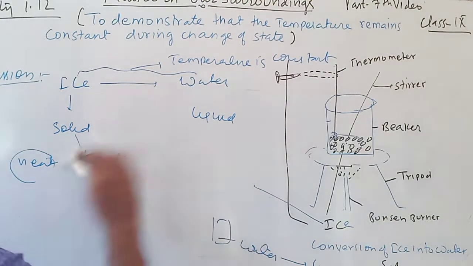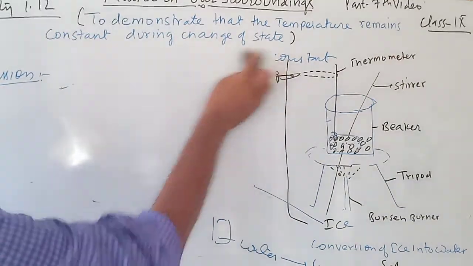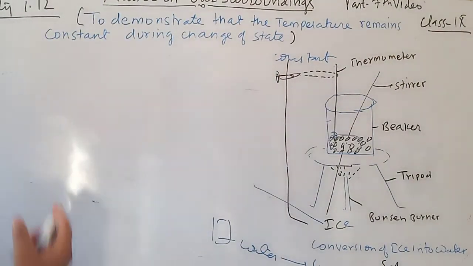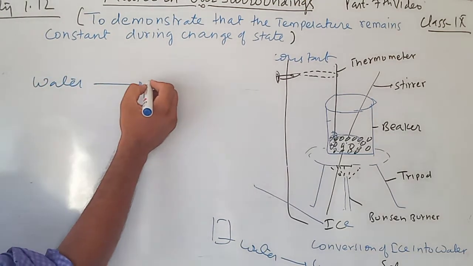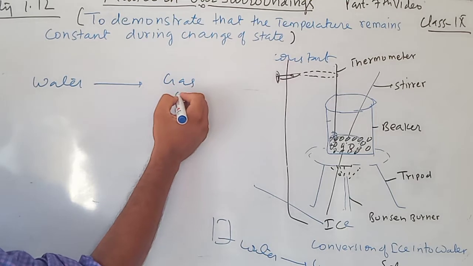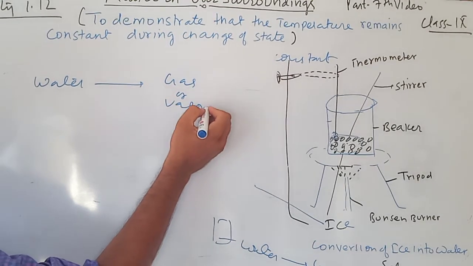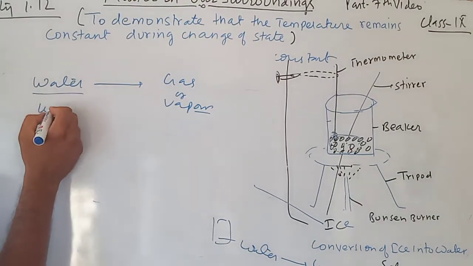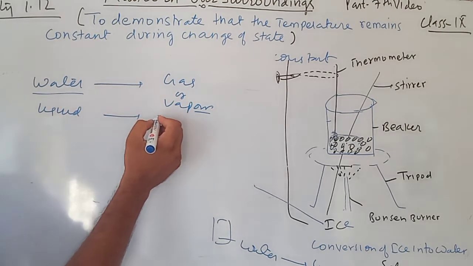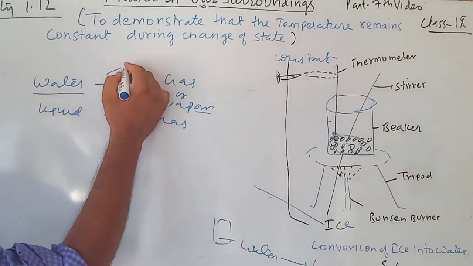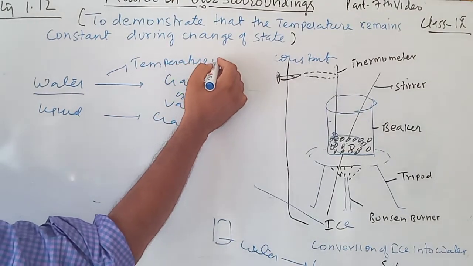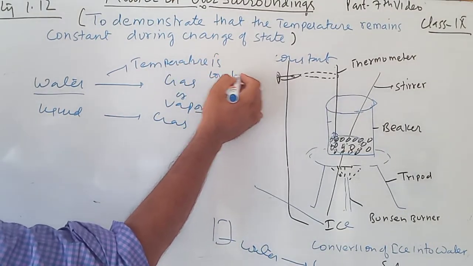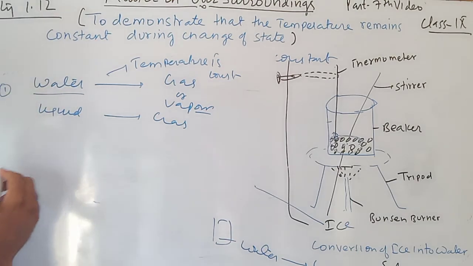Now the second part is where water is converting into gas or vapor. Okay, so water is liquid and it becomes gas. The temperature is constant. Same process is here. Temperature is constant when water changes state. So here there is the latent heat of vaporization also.